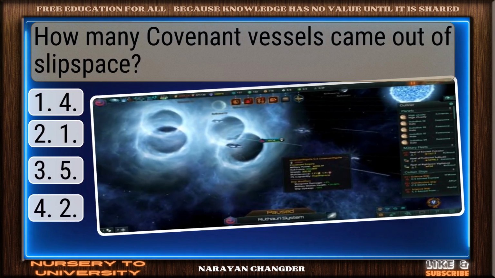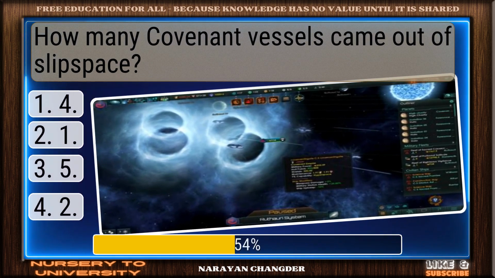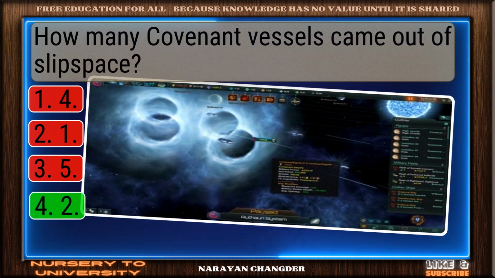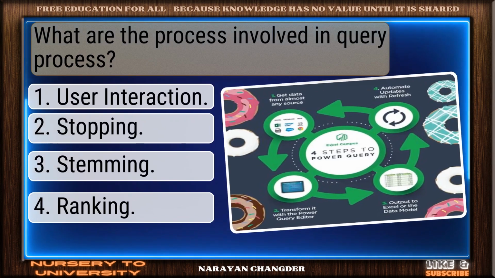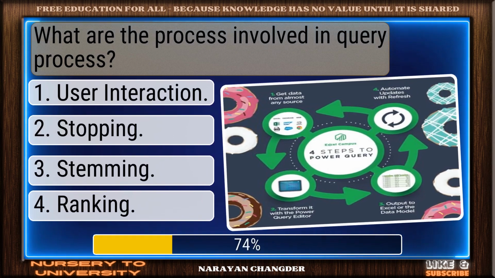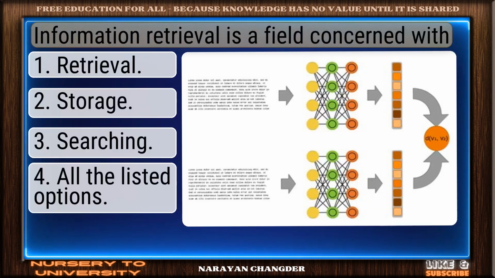How many Covenant vessels came out of slip space? Excellent choice. 2 is the right answer. What are the processes involved in the query process? Perfect. User interaction is the correct choice.